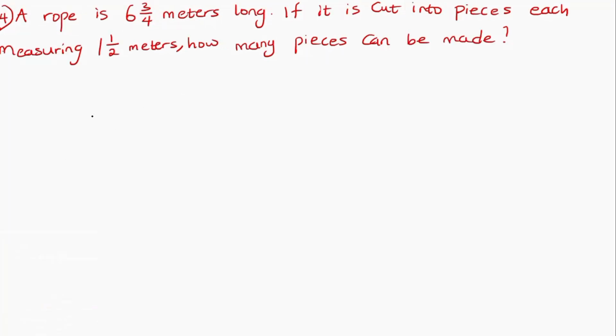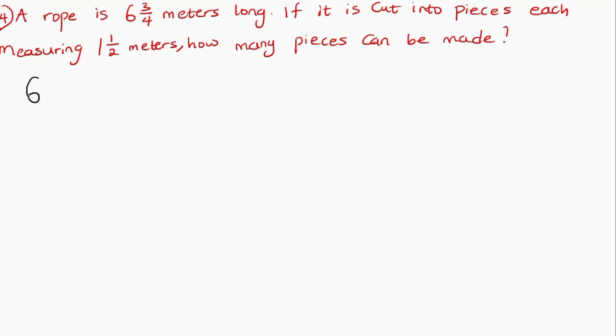Alright, so this question right here says, a rope is 6 3/4 meters long. If it is cut into pieces each measuring 1 1/2 meters, how many pieces can be made? We want to simply look for how many pieces we can get from this. Now what simply comes to mind is division. Okay, so the first thing we want to simply do is to convert to an improper fraction.